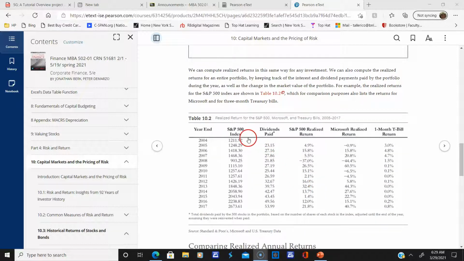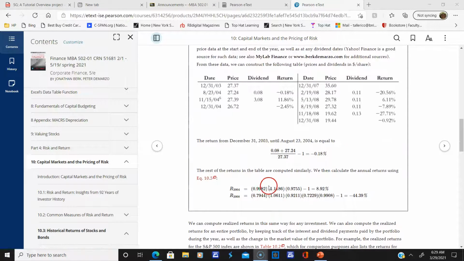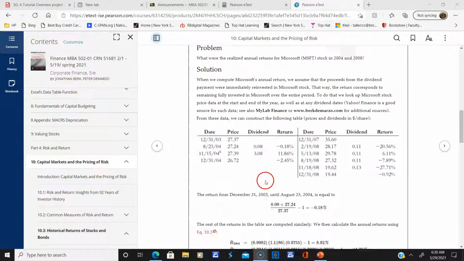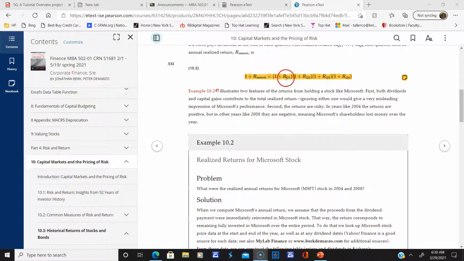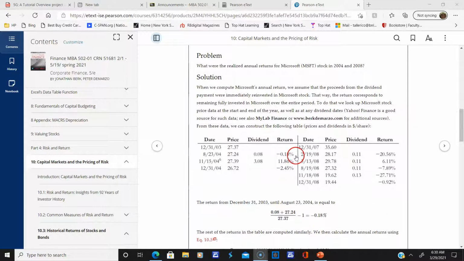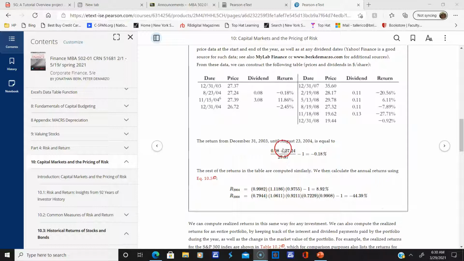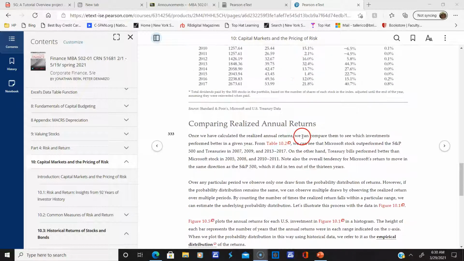So they're showing you how to do the realized return for the S&P, Microsoft, and T-bills, right? Here's the S&P, right? And here's the T-bills, and here's Microsoft. So you can continually do this. If you have trouble with any of the math here, just let me know, and I'll do some examples for you here, okay? But again, all you got to do is take each period and multiply it by, you notice how there's every 3-month period here. Okay.